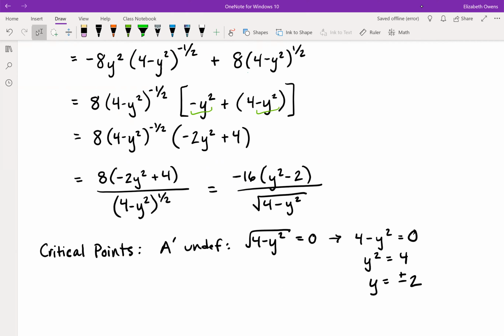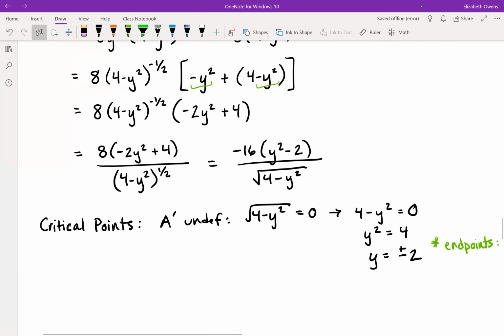Let's mark those as endpoints. And also make a little note that they're not physically realistic.